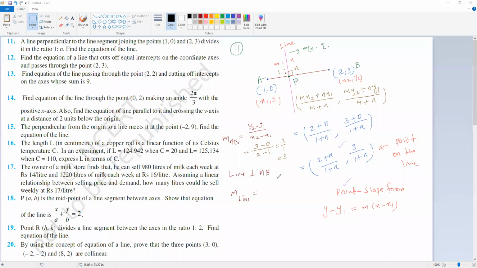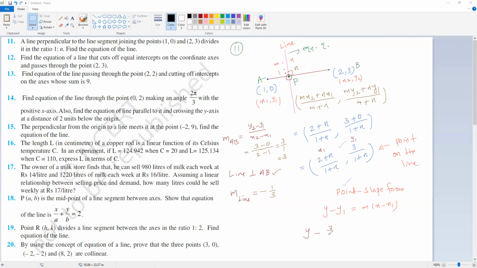But our line is perpendicular. So what is the slope of the perpendicular line? The negative reciprocal of that. So what will it be? Minus 1 by 3. So now the formula is y minus y1. So y1 is 3 divided by 1 plus n. So this is your x1, y1 now. That is a point on the line. This P is a point on the line. It is on the line AB also, the given line, and the required line also.